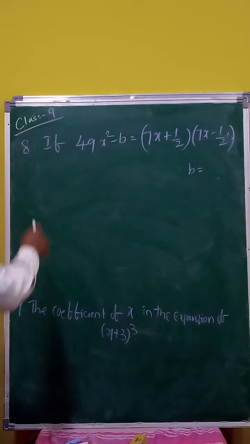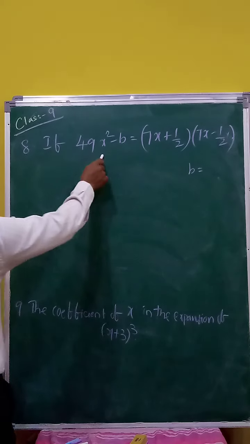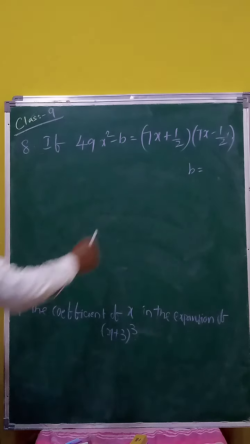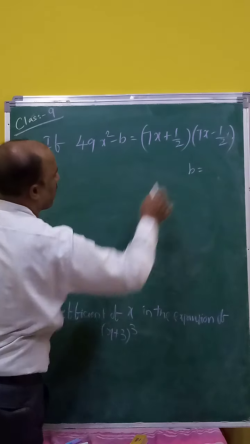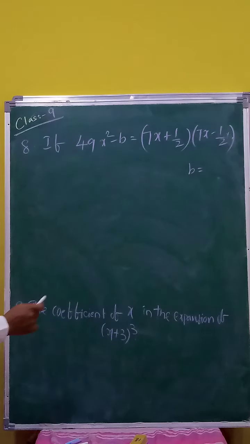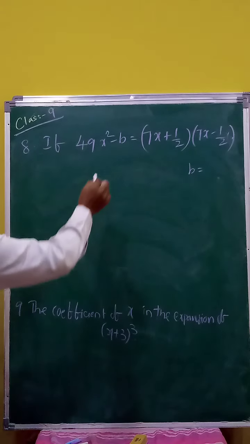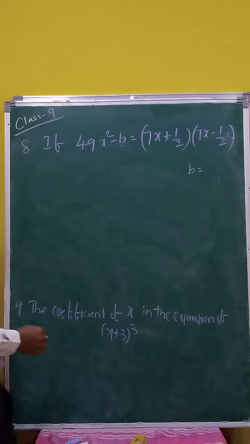Question number 8, if 49x square minus b is equal to 7x plus 1 by 2 into 7x minus 1 by 2. Find b. Here missing term, what is here? B value we have to find.